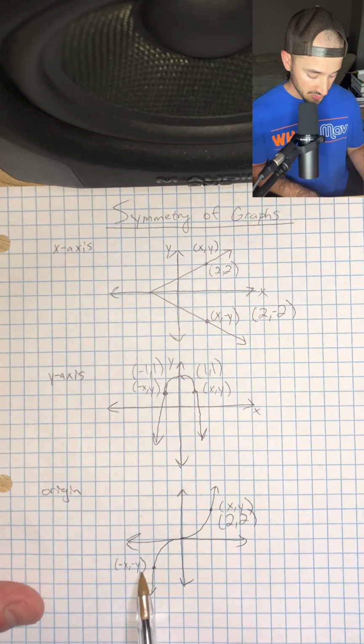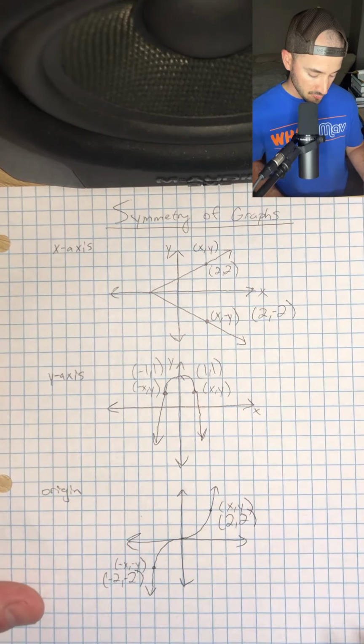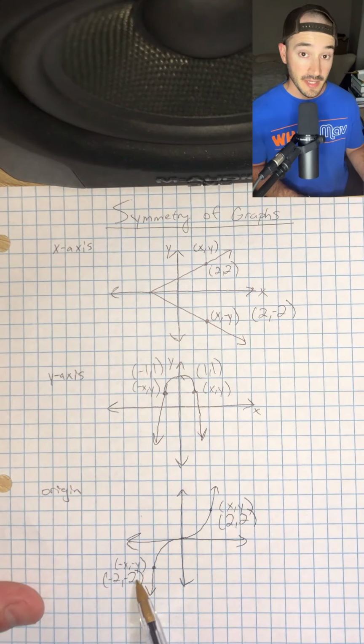So this point down here would be (-2, -2). And so we do have that point, okay? So this one would be symmetrical about the origin.